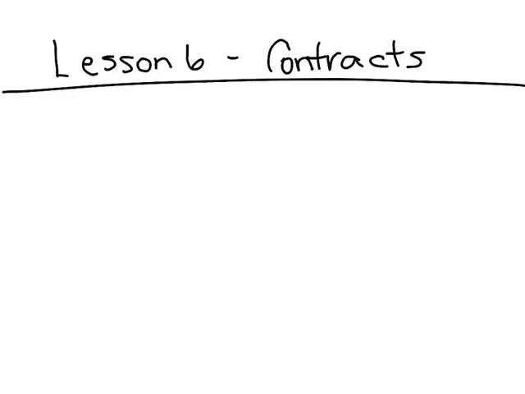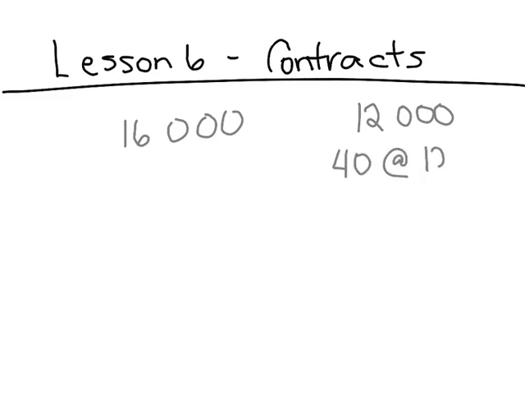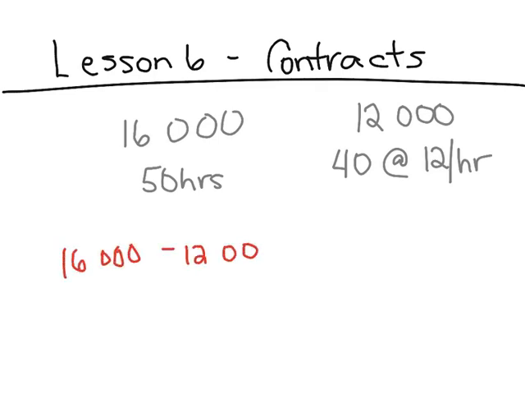You work a contract for $16,000. The costs for this contract are $12,000. You have to pay a laborer for 40 hours at $12 an hour. How much do you earn per hour if you work for 50 hours? So first we're going to minus the expenses. So we're going to take $16,000, we're going to minus $12,000 for materials, and we're going to minus the laborer at 40 hours for $12.